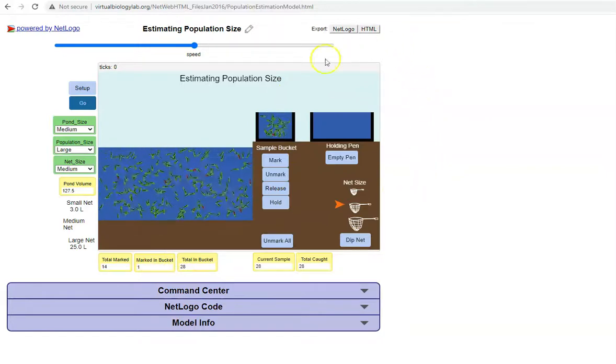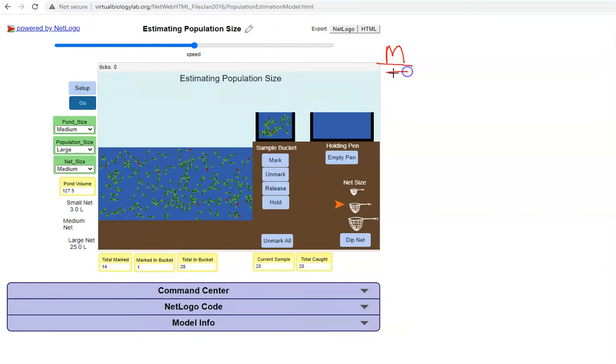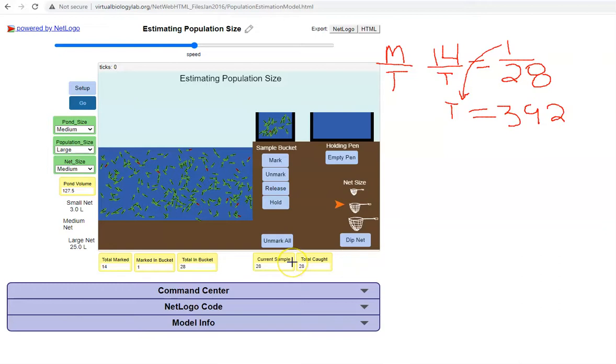So now I'm going to go back up and do the same thing that I just did. I'm going to compare marked to total. I know that originally I had 14 marked out of my population of t, and I have 1 in here out of 28. And so if I cross multiply, I get 1 times t, but that doesn't even matter. And then I have 14 times 28, which is 392. Now remember, in the first one, I had an estimate of 496, and now I have 392.